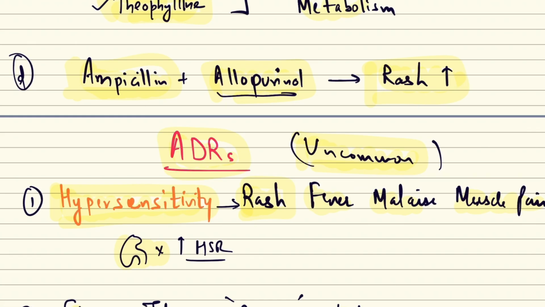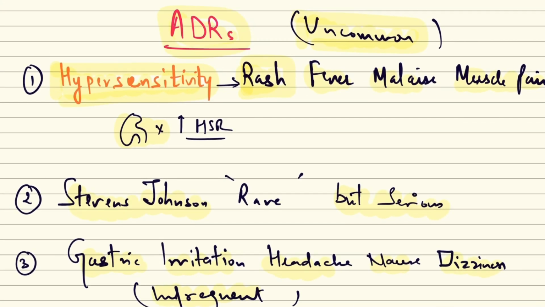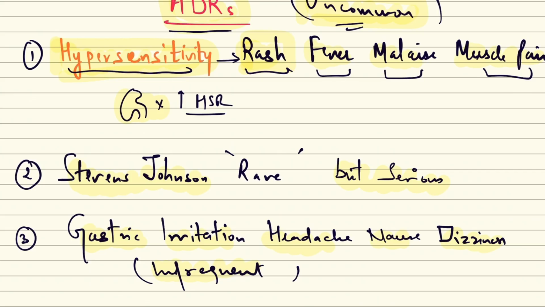Also, if the patient is already taking allopurinol and we give the ampicillin group of drugs on top of that, then the incidence of rash increases with this combination. About the adverse drug reactions with allopurinol, although these are uncommon, the most frequently noted is the hypersensitivity reaction, where the patient can have rash, fever, malaise, and muscle pains. This incidence further increases if the patient has renal insufficiency.